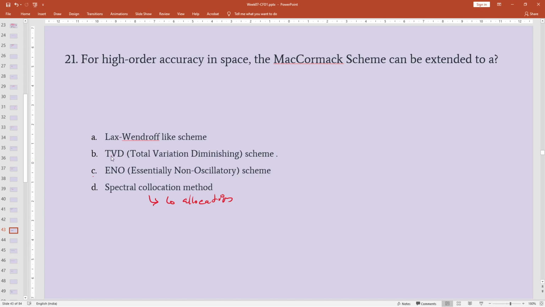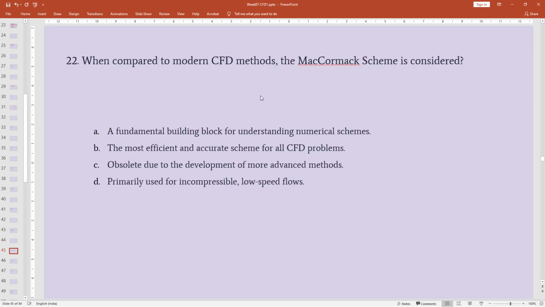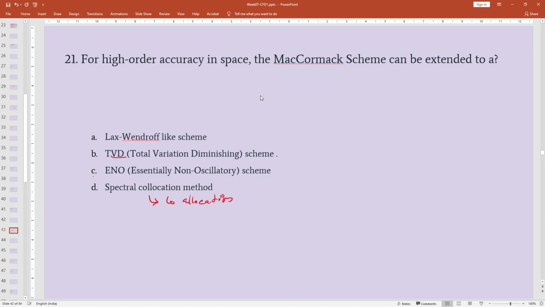Our answer is TVD, that is total variation diminishing scheme. So if the McCormack scheme is extended to a higher accuracy in space, it can be reached to something like TVD, that is total variation diminishing scheme.